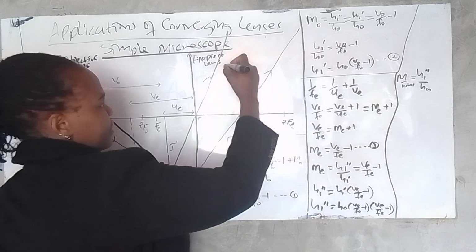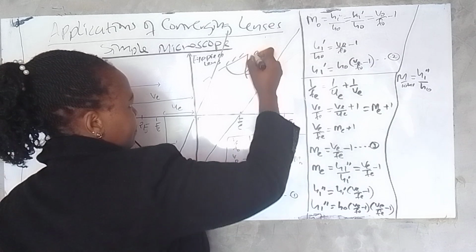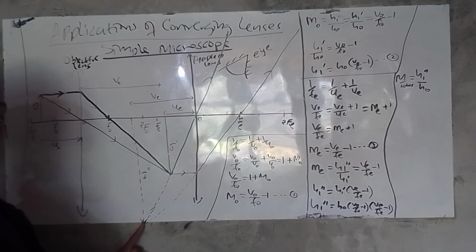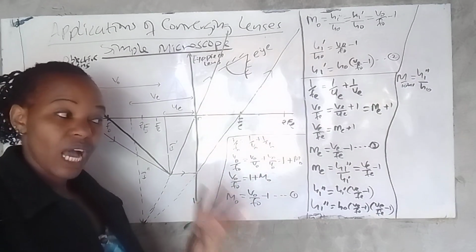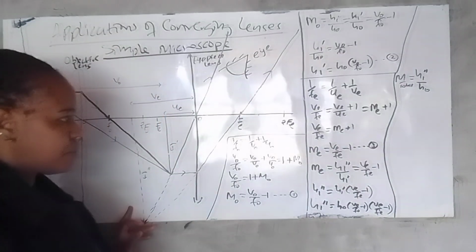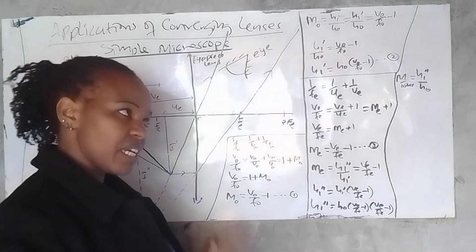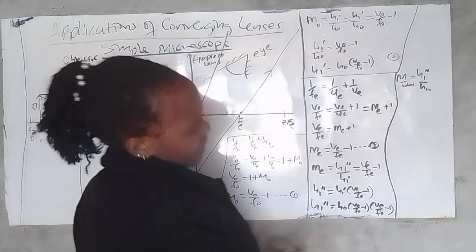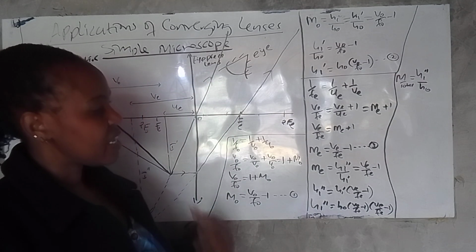Remember the eye is here. So the eye is seeing this image. The eye is seeing the second image. So what is the total magnification according to your eye? It is the height of your last image, the second image, divided by the height of object. Magnification is height of image divided by height of object. Therefore, it will be HI prime prime divided by HO.